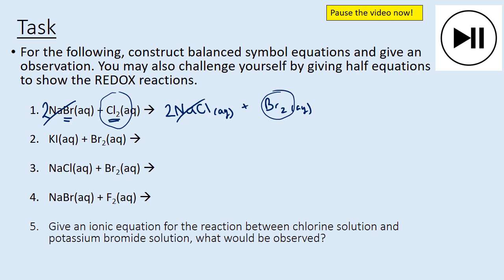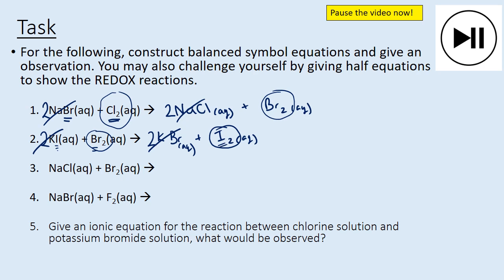Next one. Is bromine more reactive than iodide? Yes, it is. So we will get the displacement taking place here. It will become KBr plus I2, aqueous and aqueous. We must balance it though. And our observation this time, colourless and colourless, so we don't mention those. It will go from an orange-brown solution to a dark brown solution. You'll actually get away with a grey solid if you were to say that observation, but we want a dark brown solution here.